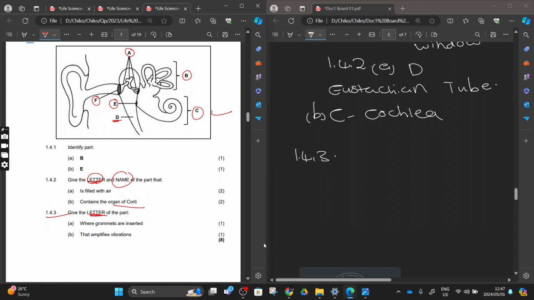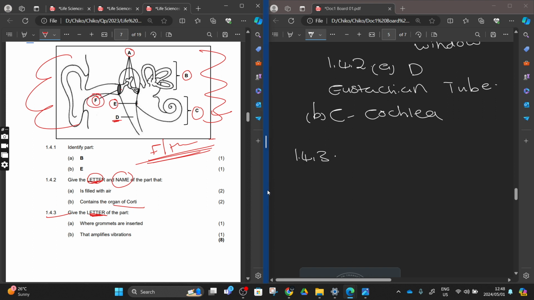1.4.3, give only the letter. Don't give them the name, guys, because we don't have names here. These pictures are not labeled by name, they are only using letters. Hence, when they ask you what letter F does, or the function of letter F, you say letter F, it is the tympanic membrane. You answer like this. You don't say number F, tympanic membrane, because there's no tympanic membrane label there.